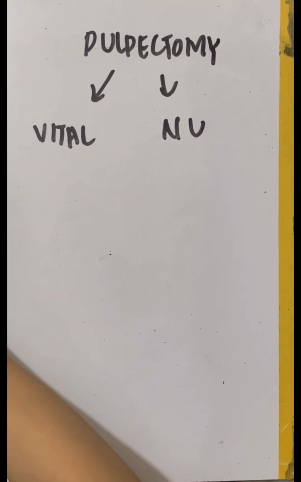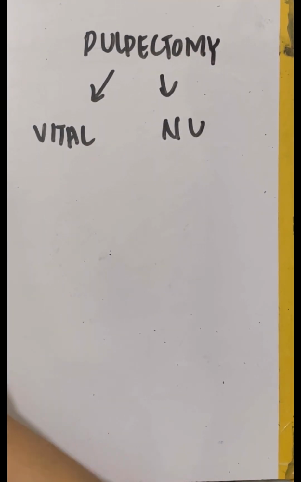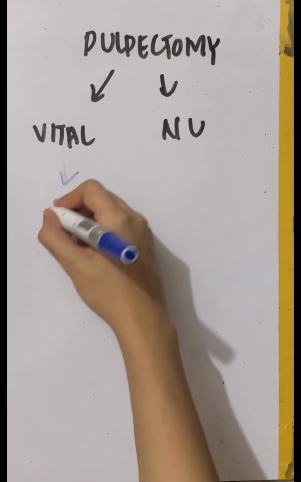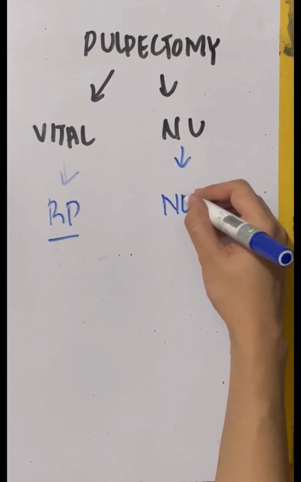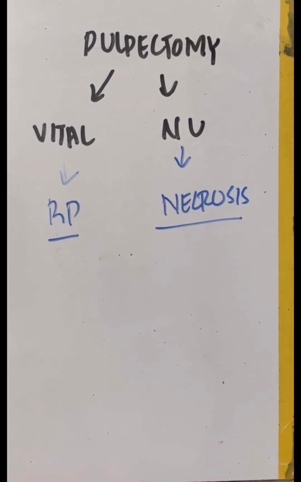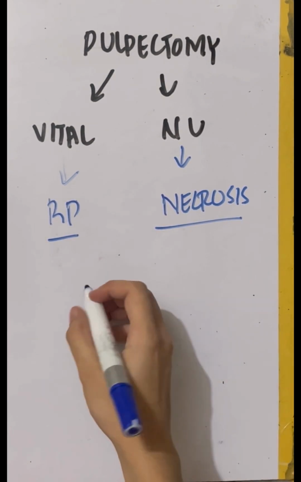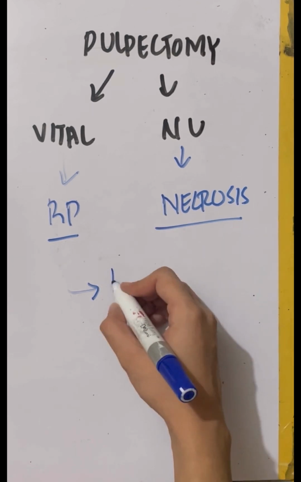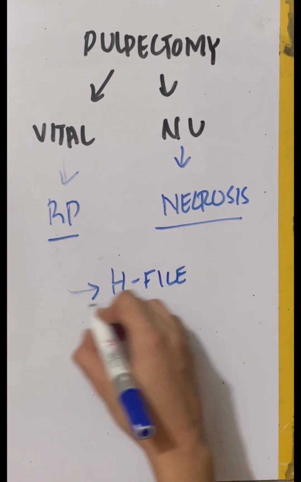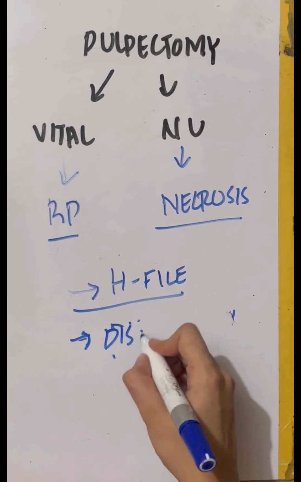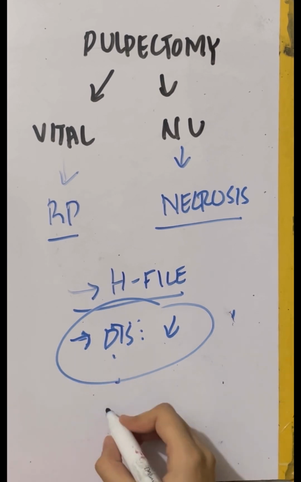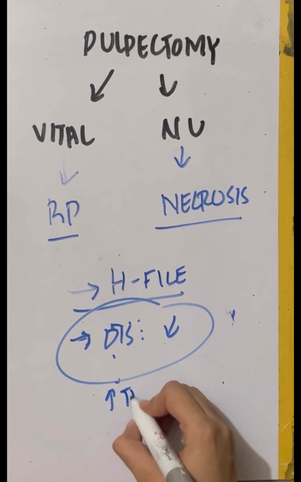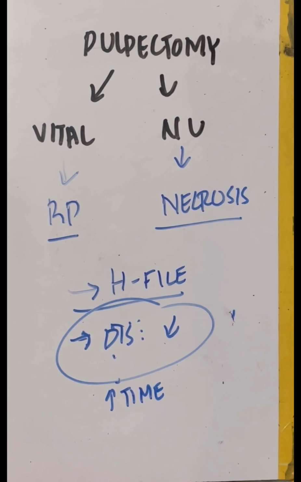Now we will be discussing the process of pulpectomy. The pulpectomy can be either vital, when we are removing the radicular pulp, or non-vital, when the whole pulp is necrosed and no live pulp is present. The vital and non-vital pulpectomy differ because in vital pulp we use an H file to remove the pulp and the disinfection time is short. But the disadvantage of vital pulpectomy is that extra time is needed and we require excellent behavior management.